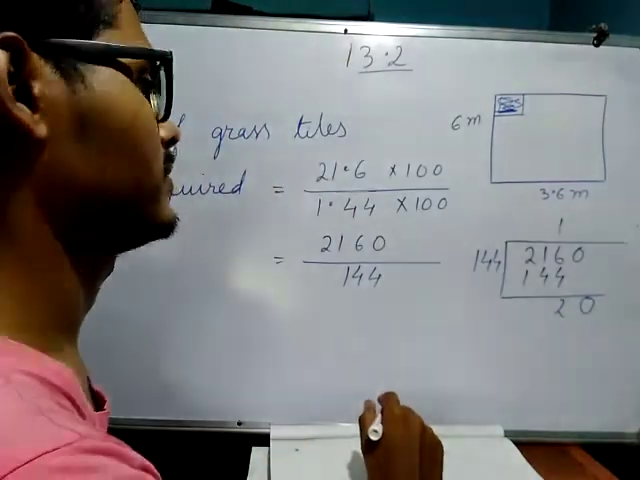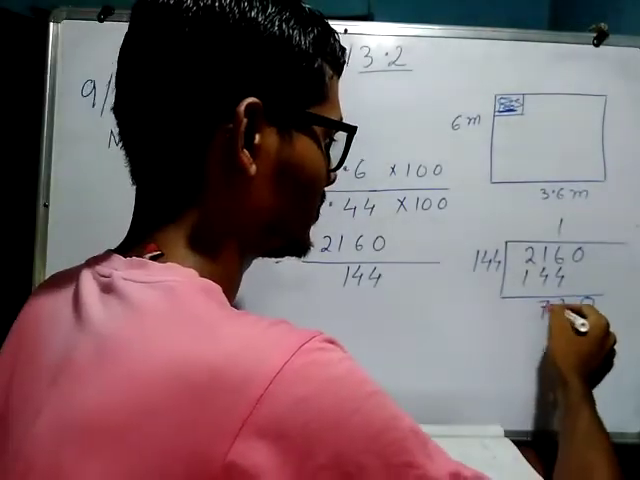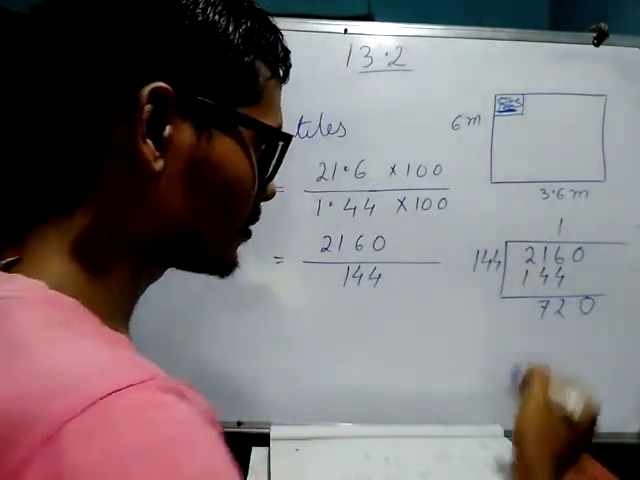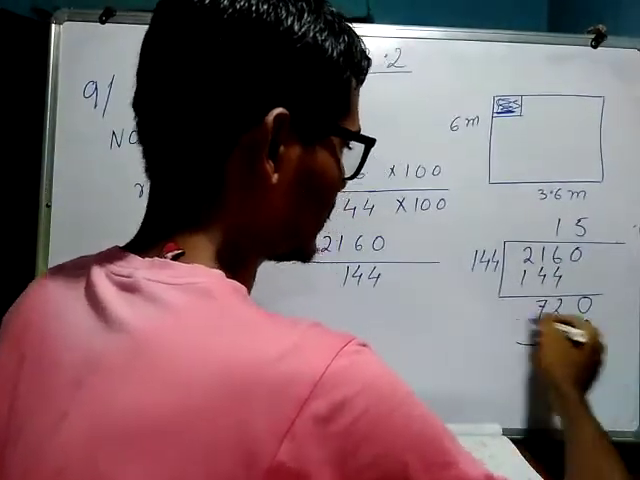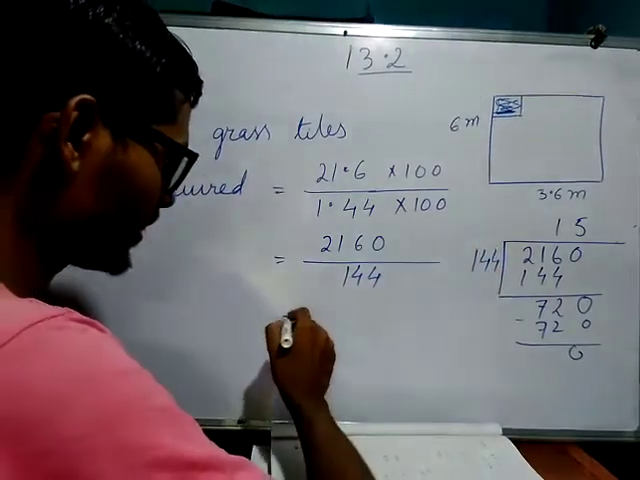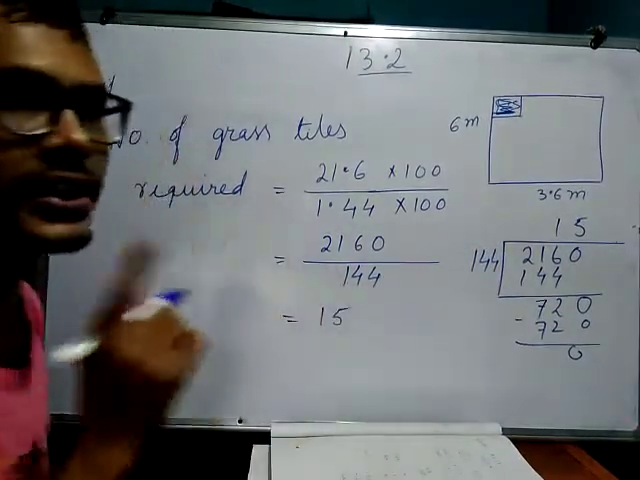Now 72. 14 5 is 70. So it means we need 15 tiles.